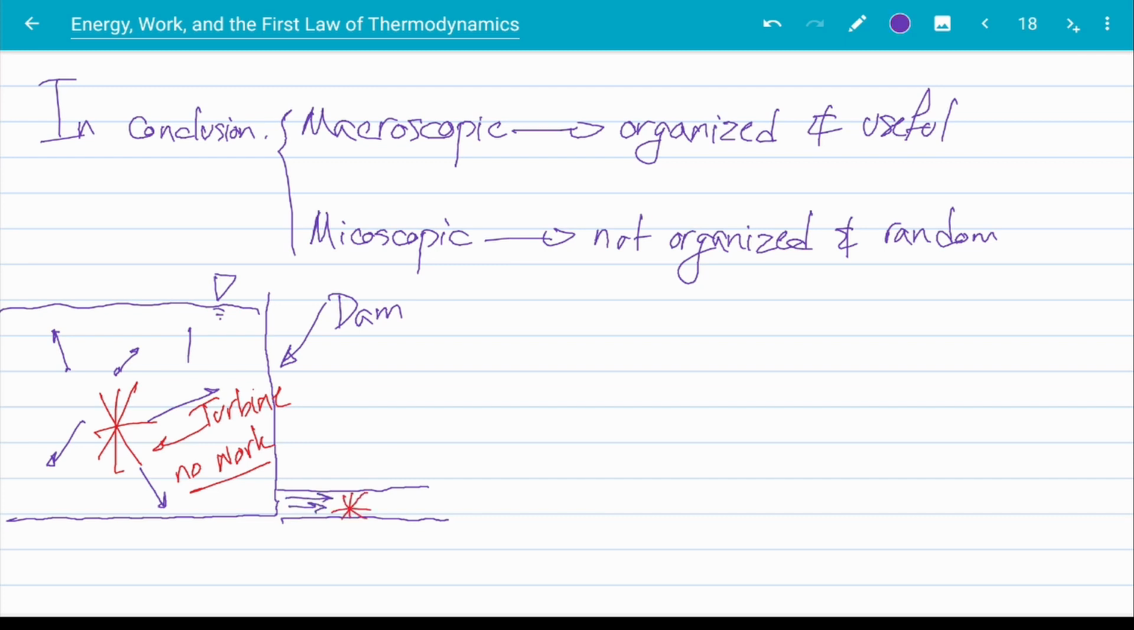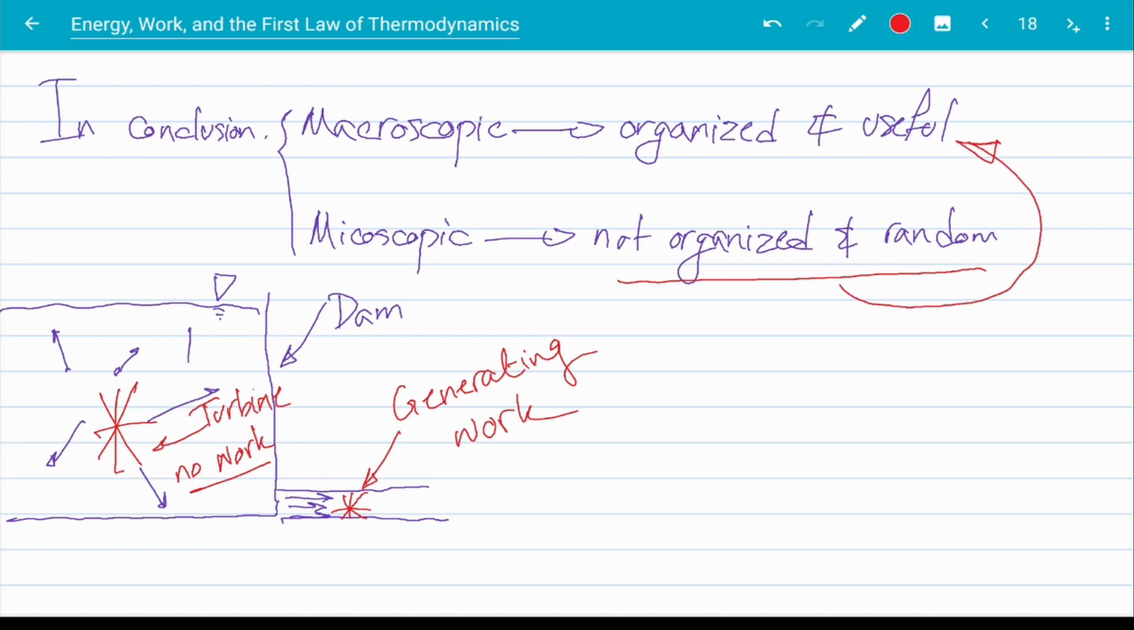Now let's put the turbine somewhere else. Let's open a gate on the bottom of the dam and put the turbine in the way of the flow. It starts to generate useful work because we are now using the potential and kinetic energies of the water behind the dam, which, as we discussed before, are macroscopic and organized, and so we are easily able to convert them to useful work. Our general goal in thermodynamics is to convert this random and unorganized microscopic energy into an organized, useful one.